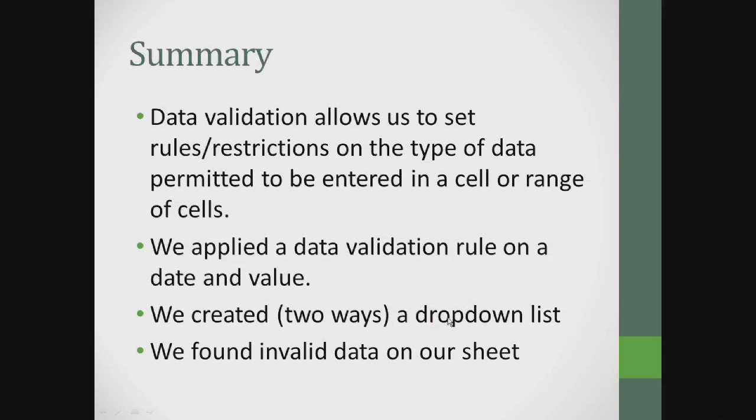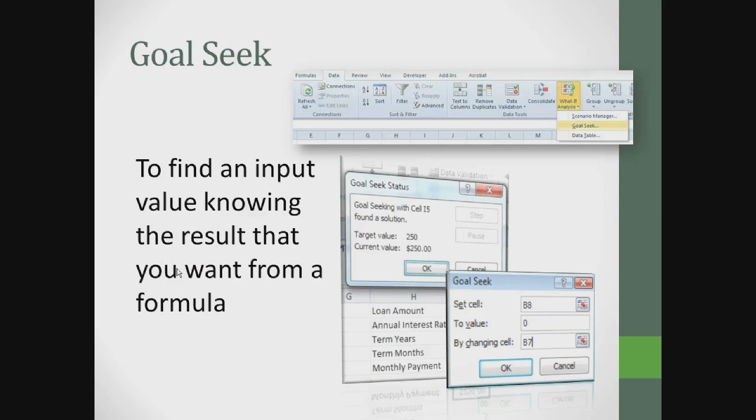Let's review. Data validation allows us to set up rules and restrictions on the type of data that's entered in the cell. We applied a data validation rule on a date and value. We created a drop-down list, and we found Microsoft Excel 2010's Goal Seek enables us to find an input value needed to achieve a certain goal or objective. In essence, we know what answer we want, but we're not too sure what value we need to make the result happen. Here's a very simple example.